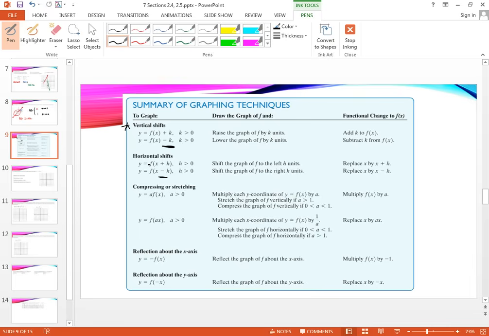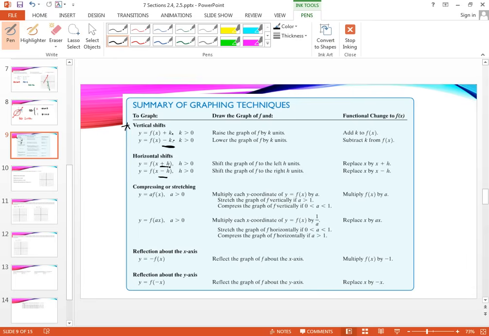So if it's out on the end and it says plus, I go up. If it's out on the end and it says minus, I go down. If it's inside the operation, it's backwards. If it says plus a number, I go left. If it says minus a number, I go right. Okay. So that's up, down, left, right, okay?